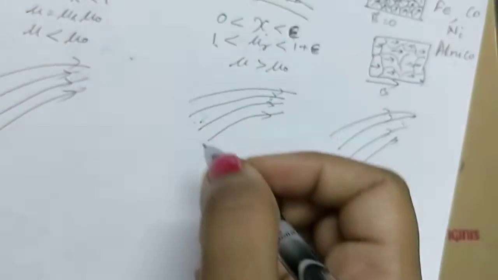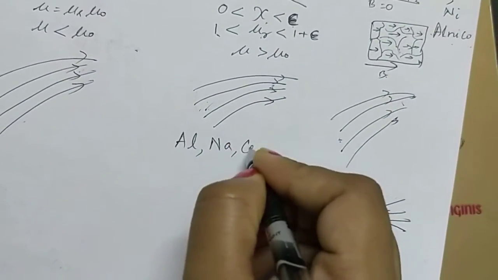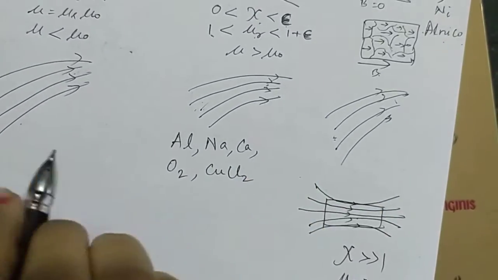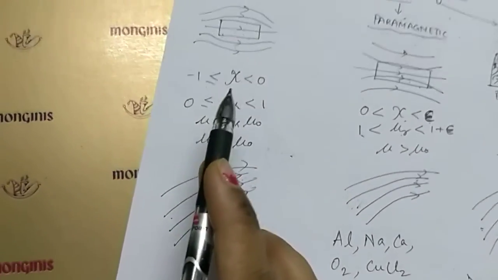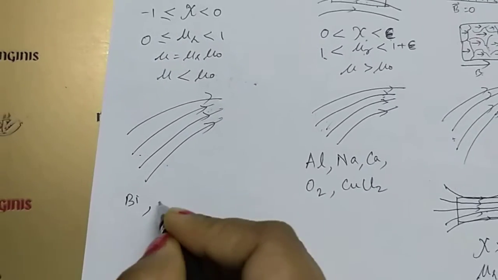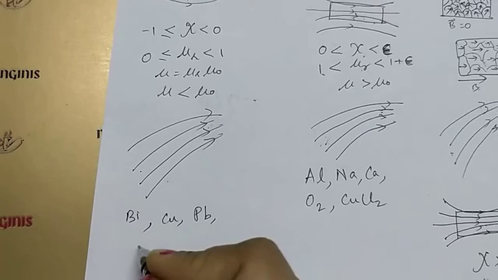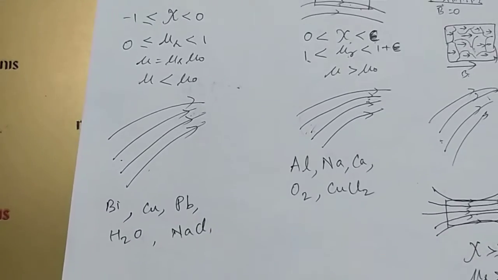Now, examples of paramagnetic material are aluminium, sodium, calcium, oxygen, and copper chloride, etc. Examples of diamagnetic material are bismuth, copper, lead, water, and NaCl, which we call salt.